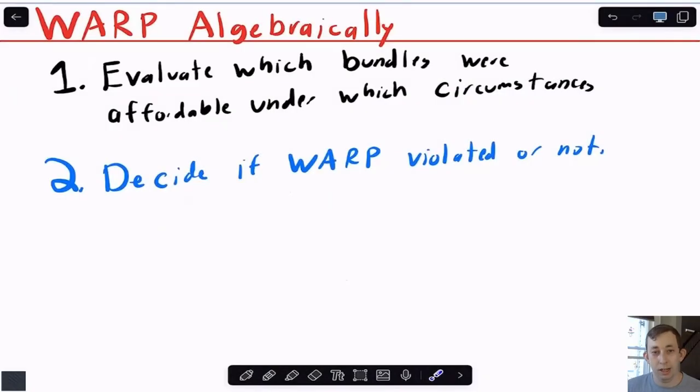So far we've been talking about WARP graphically, but you can also think about WARP algebraically. And so all we're going to do is evaluate which bundles were affordable under what circumstances. We're going to think about the choices we made, and we're going to see if we violate WARP or not.